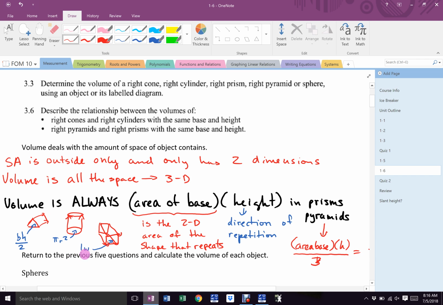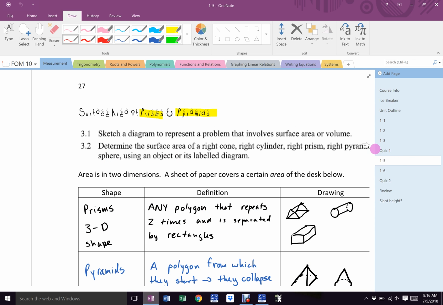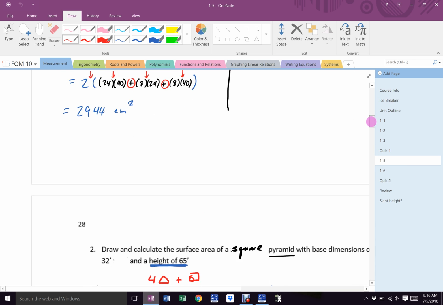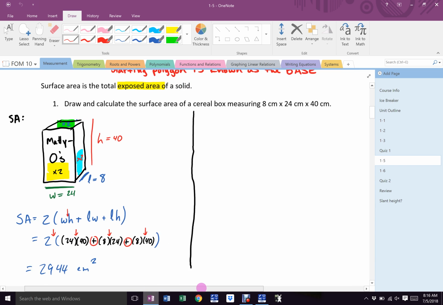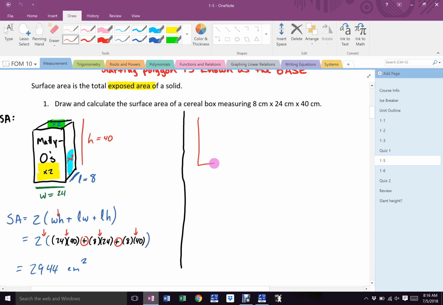So now we're going to go back. Remember how we split the page in half? We're going to do the volume of all of those previous things. Go back to page 27, which is where it starts. And we've got our cereal box right here. Now, rectangles are the easiest ones because they've got a set formula. It's length times width times height, always.